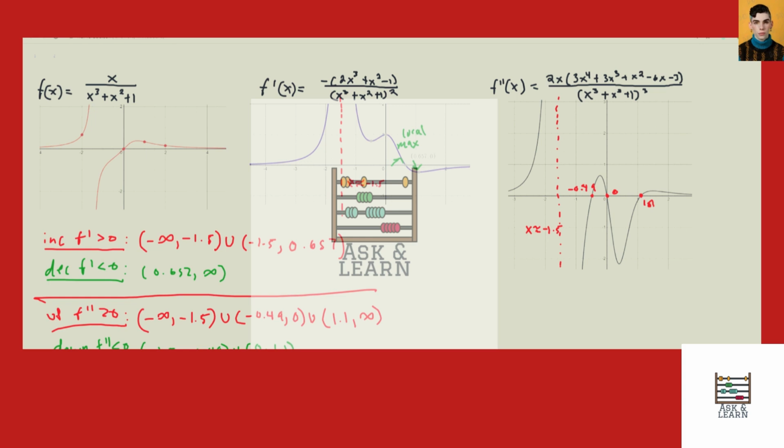So now all we need to do is go to our critical values and check to see that each of these are points of inflection. So it just happens to be that all of these change concavity. So we start to the left of negative 0.49, concave down, and then to the right of that, it's concave up. Then at 0, we change to concave down, and then at 1.1, we change to concave up. So all three of those will be points of inflection on our graph.